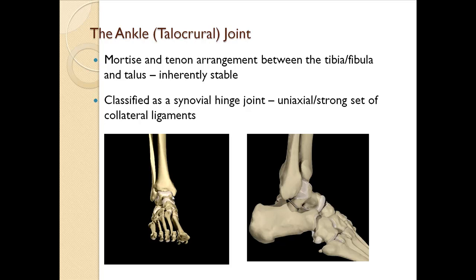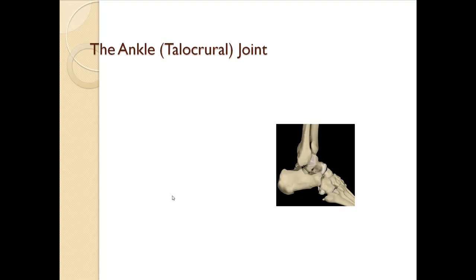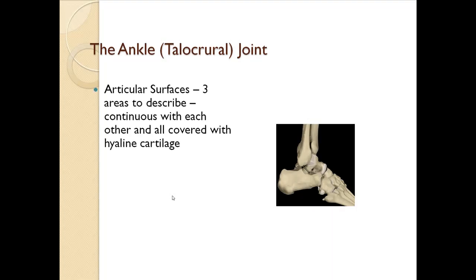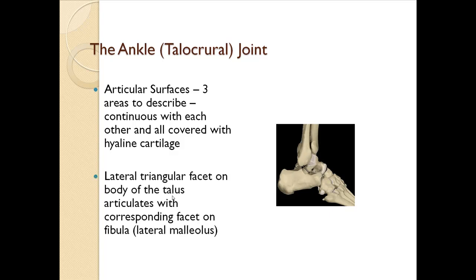So it's a uniaxial joint that has a strong set of collateral ligaments. There are 3 articular surfaces that we need to describe that are continuous with each other. So when we look at the lateral side of the joints, the lateral aspect of the body of the talus, here we can see a slightly disarticulated ankle here. So there is a facet on the lateral side of the body of the talus which is triangular in shape, and there is a corresponding facet on the medial side of the lateral malleolus.